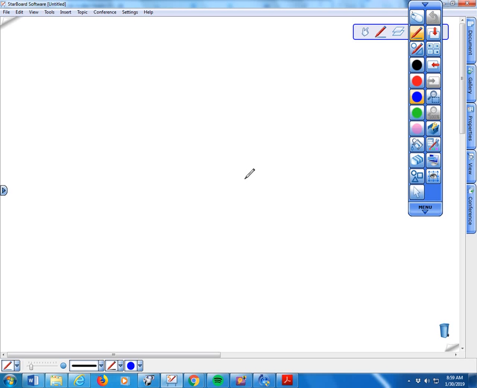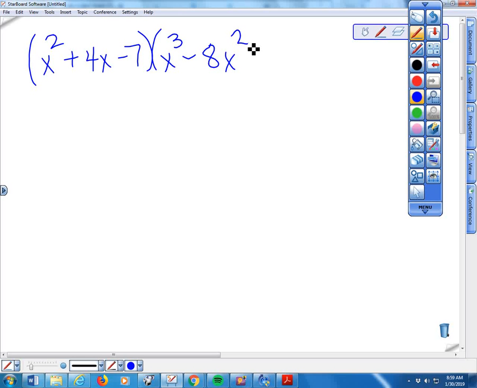So the book actually gives us two methods. One method is similar to foiling, and as an example, maybe I'll do both methods. How's that? 4x minus 7 times x cubed minus 8x squared plus 6x minus 11. Okay, so I have a trinomial times another polynomial that's got 4 terms.